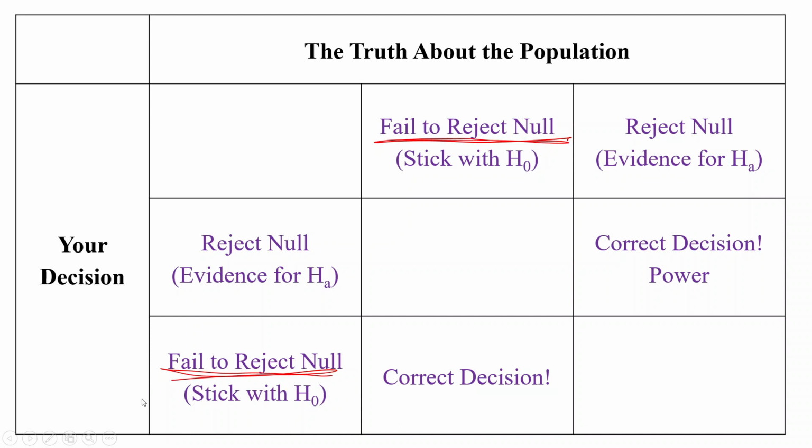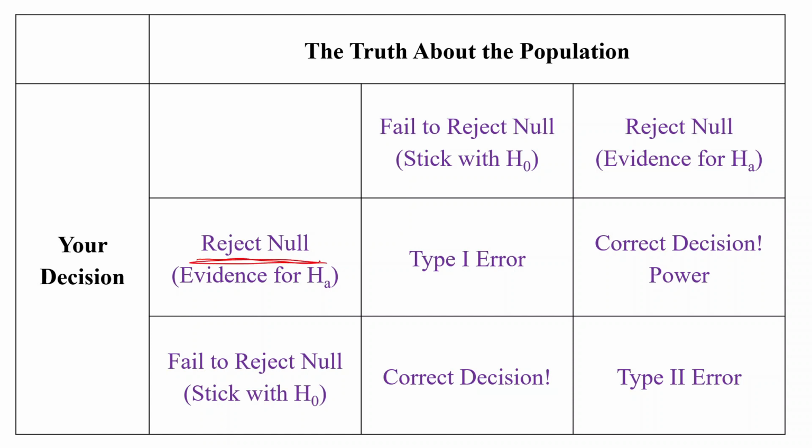Now, the other two boxes here, these are where our errors are going to happen. And so what do we label these errors as? Well, we label them as type 1 and type 2. Those are our two errors that can happen in a significance test. Very original, I know. But a type 1 error is when you decide to reject the null hypothesis when the truth is you should have failed to reject the null hypothesis. So you did it incorrectly.